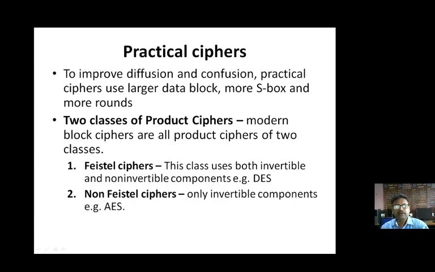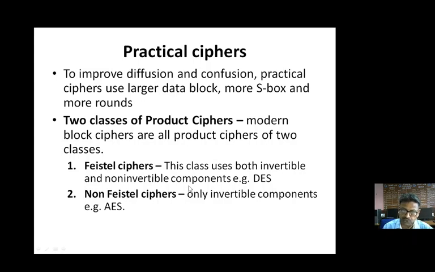So we have 2 classes of product cipher. Modern block ciphers use product ciphers of these 2 classes. The first is called Feistel cipher, and the other is called non-Feistel cipher. Feistel ciphers are the class in which both invertible elements as well as non-invertible elements are used. For example, DES. In DES, we are using invertible elements as well as non-invertible elements.